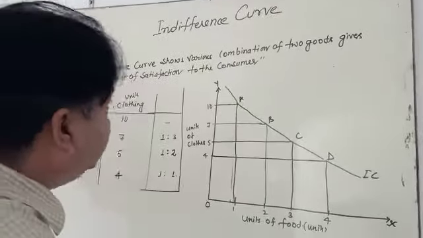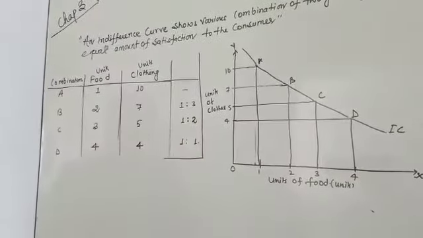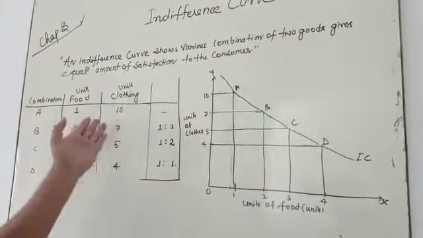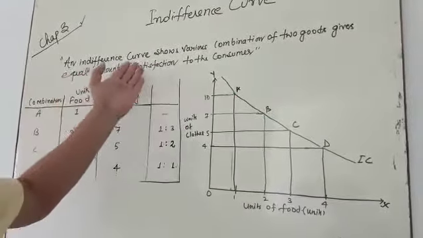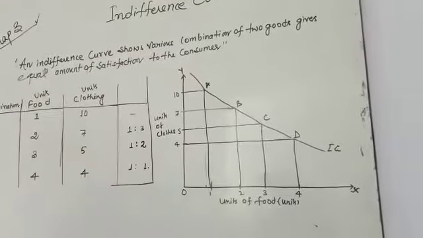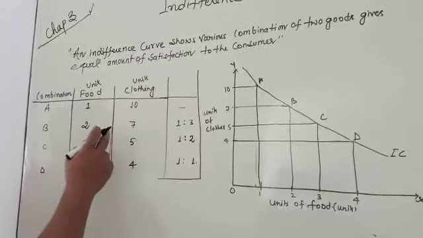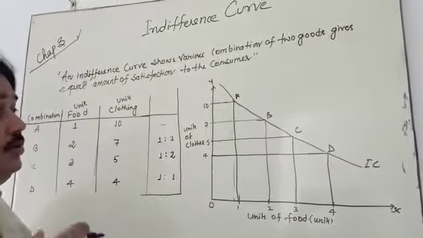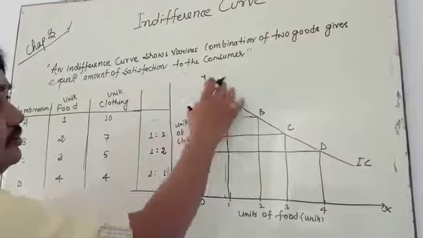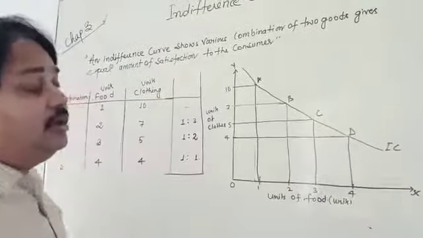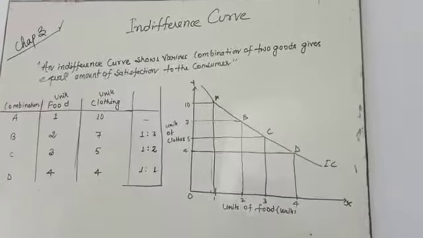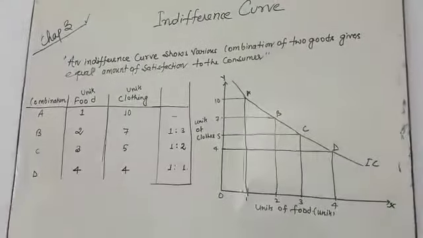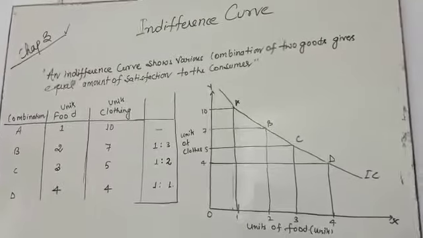Let's see what the meaning of IC is here. IC shows the various combinations of two goods, and here also I am taking two goods, that give equal amounts of satisfaction to the consumer. Whatever combination the consumer takes on the basis of income gives equal amounts of satisfaction. So this satisfaction level can be shown with the help of this IC curve. IC curve means indifference curve. My dear students, it is very important for our exam.